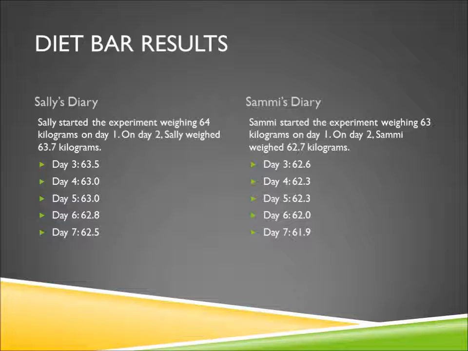Sammy's diary. Sammy started the experiment weighing 63 kilograms on day 1. On day 2, Sammy weighed 62.7 kilograms. Day 3 was 62.6 kilograms. Day 4, 62.3. Day 5, 62.3. Day 6, just 62 flat. Day 7, 61.9. So Sammy remained the lightest, but what was the better diet bar?